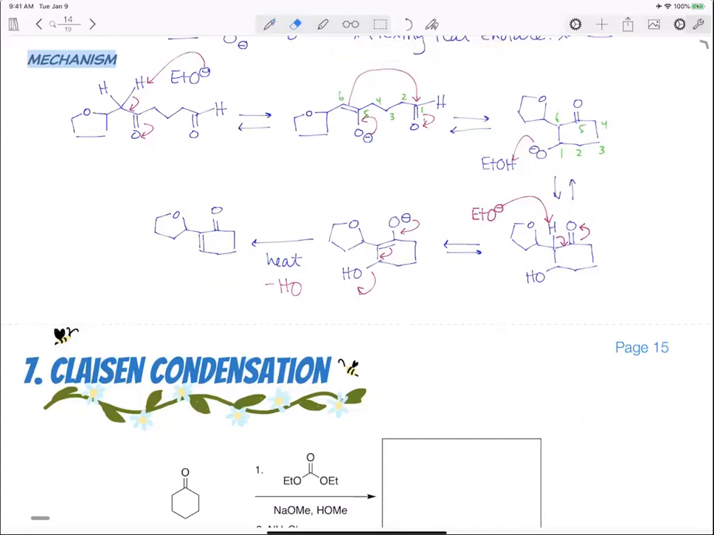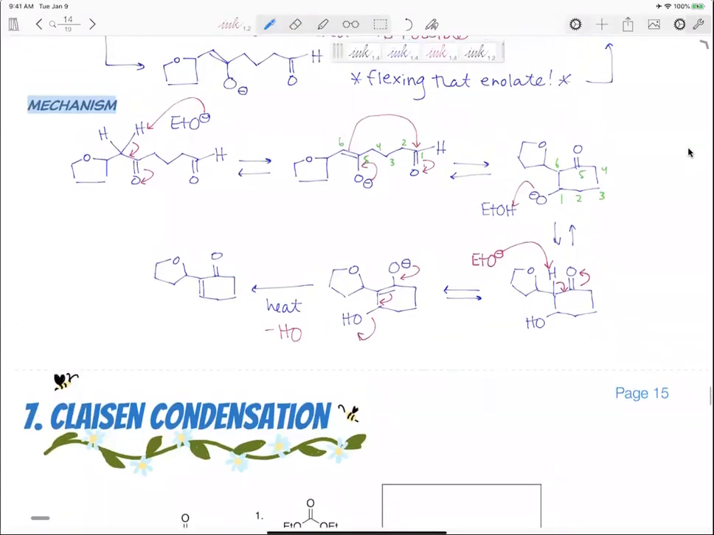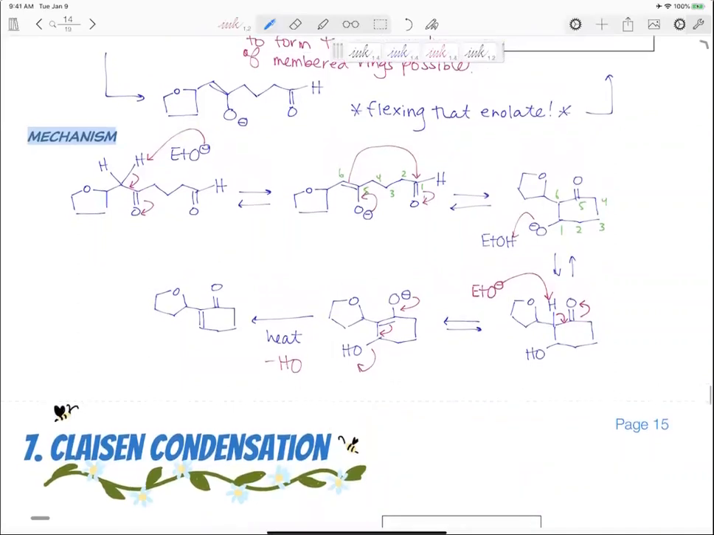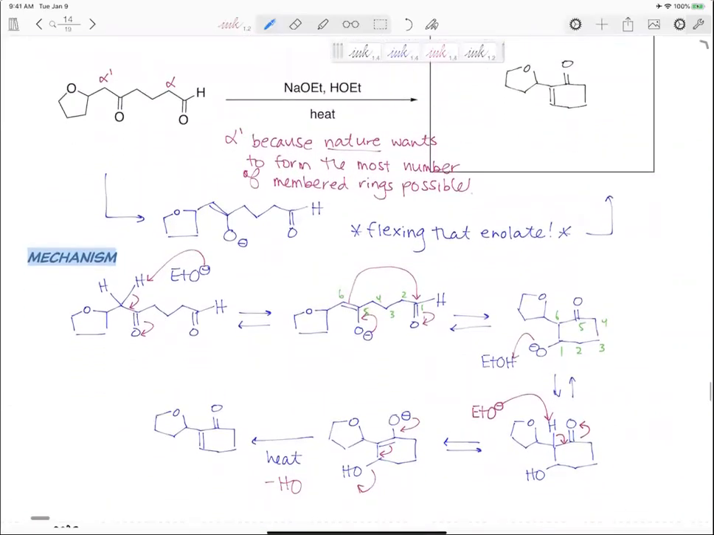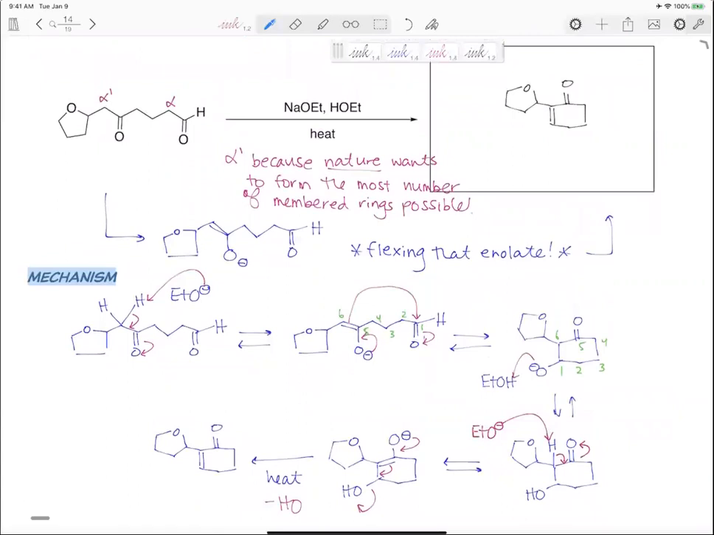Karen, which pattern are you talking about? The first step? Oh, yeah. So remember, if you have multiple alpha hydrogens, look for the alpha hydrogen that gives you the most number of member rings. If you have, let's say, a 4-member ring versus a 5-member ring, then the proton that gives you the 5-member ring will get deprotonated.